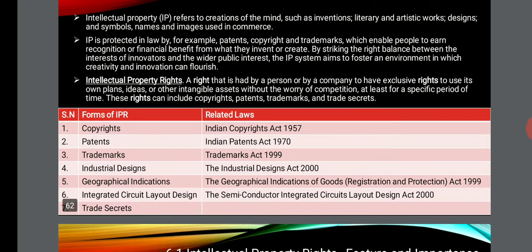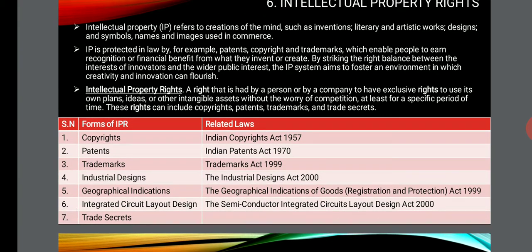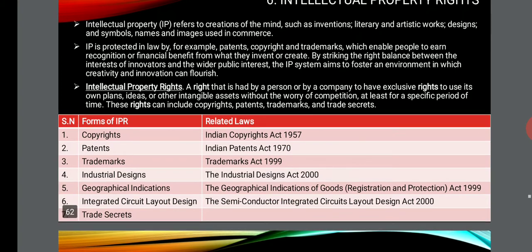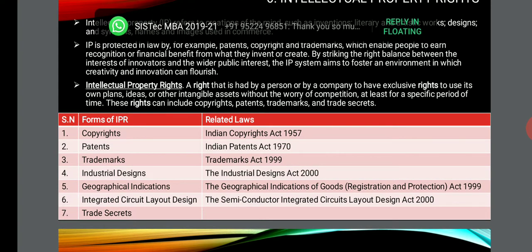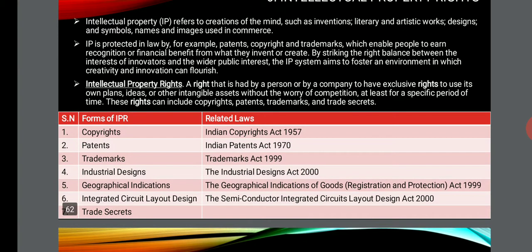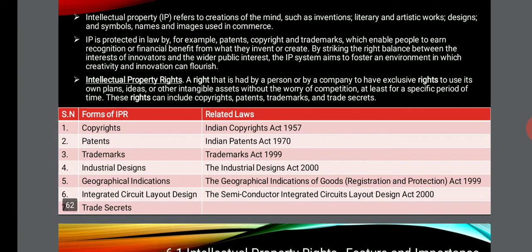Now, what are the forms of IPR? Copyright. Copyright means when you make a copy of something. Patents, so when you file a patent. Trademarks, these are marks like those used in brands as well. Industrial designs, the designs made for industrial purpose. Geographical indications, there are several things you would have come across, for example the geographical indication given to coffee.